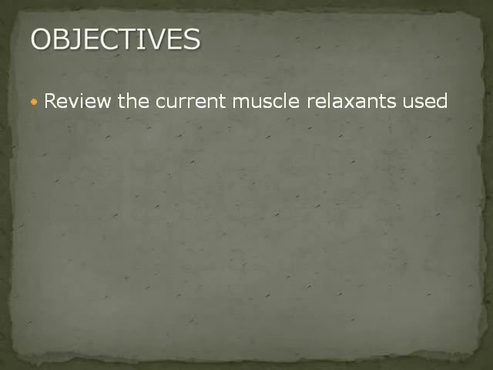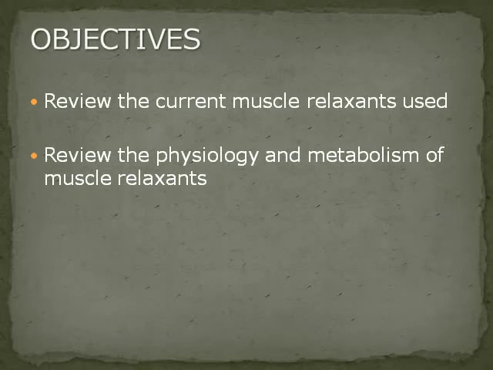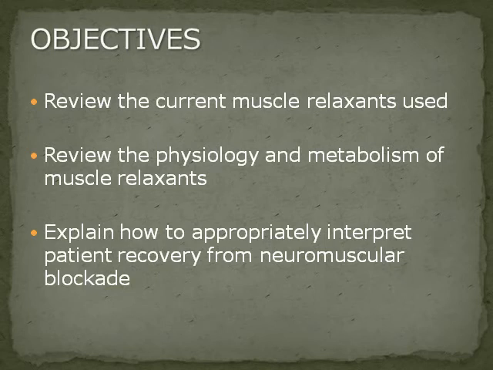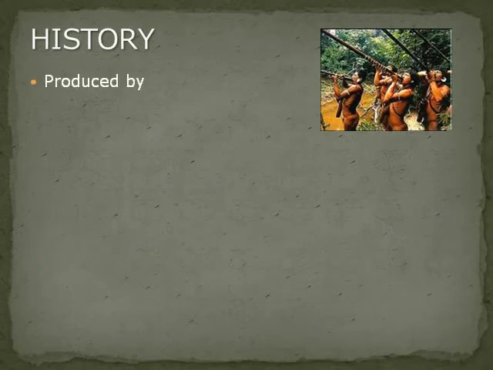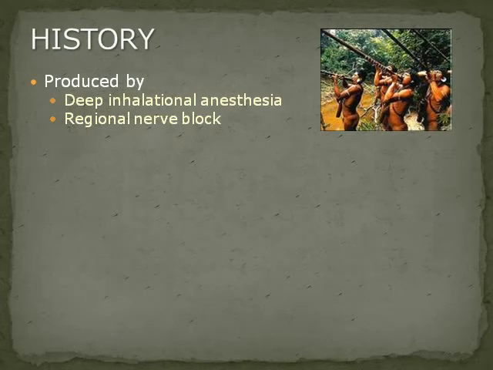The objectives for this lecture are as follows. Review the current muscle relaxants used, review the physiology and metabolism of muscle relaxants, and explain how to appropriately interpret patient recovery from neuromuscular blockade. Skeletal muscle relaxation can be produced by deep inhalational anesthesia, regional nerve blocks, or neuromuscular blocking agents.